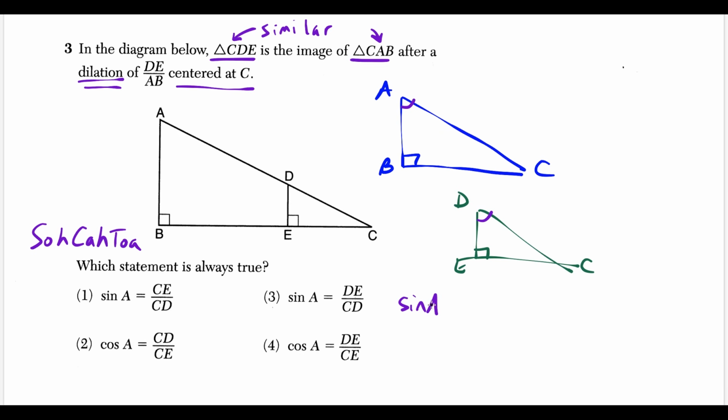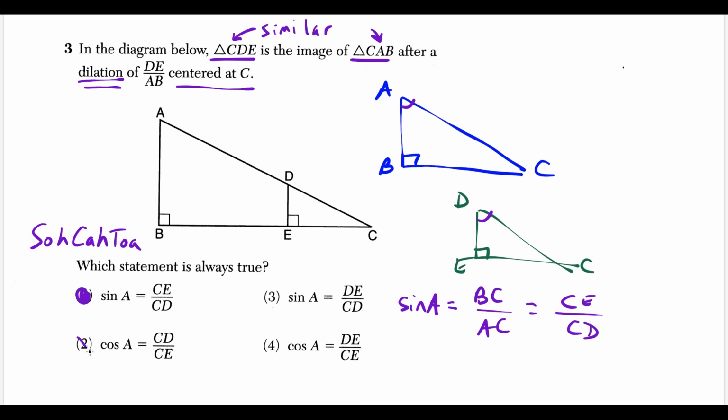Sine of angle A, if I use the triangle in blue: opposite of angle A is side BC, over the hypotenuse of this triangle in blue, which is AC. But that doesn't match what we have for choice 1. What I also have to consider is sine of angle D in this triangle, because since these two right triangles are similar, their sides are going to be proportional. So it doesn't matter if we set up the ratio in this one or this one. Now if we do sine of angle D, opposite of angle D is side CE, over the hypotenuse, which is CD. And notice right away that it matches choice 1.